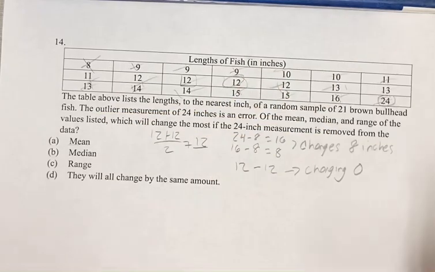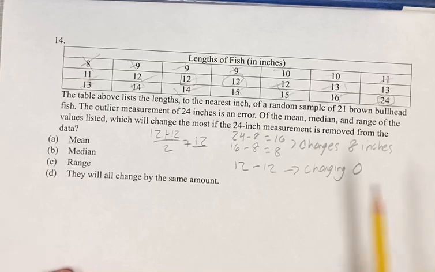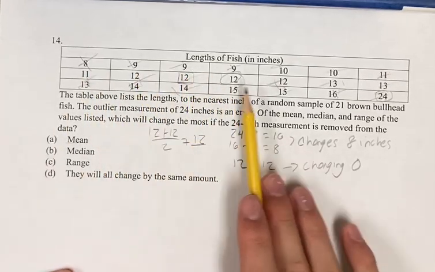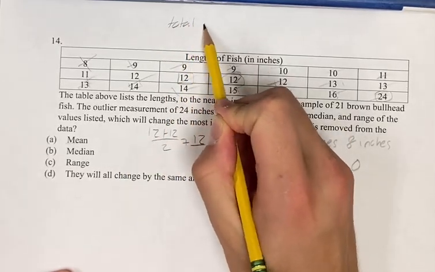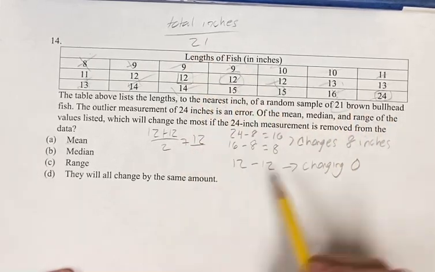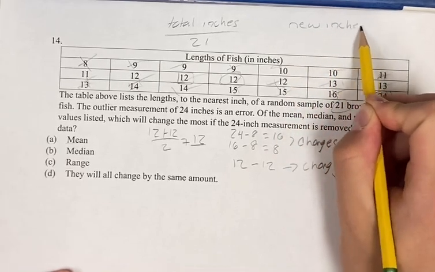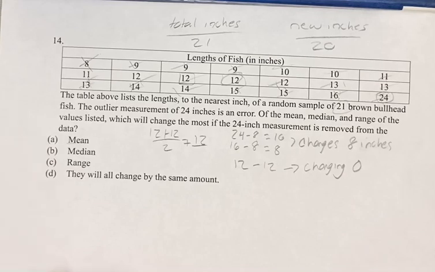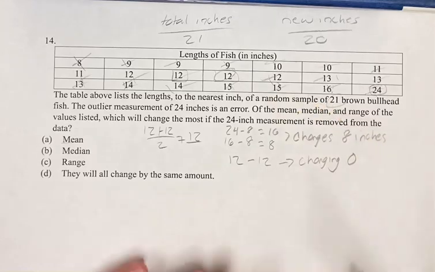And then the mean is a little bit more difficult to just look at it and understand right away. What you could do is, this is in the calculator section, you could just say, okay, 8 plus 9 plus 9 plus 9, and so on, add up all the inches, so you have the total inches, whatever that comes out to be, and you divide it by 21, since that's the number of fish, and then you subtract 24, and then you have the new inches, divided by 20 fish, since there's now 20 because you got rid of the previous one.